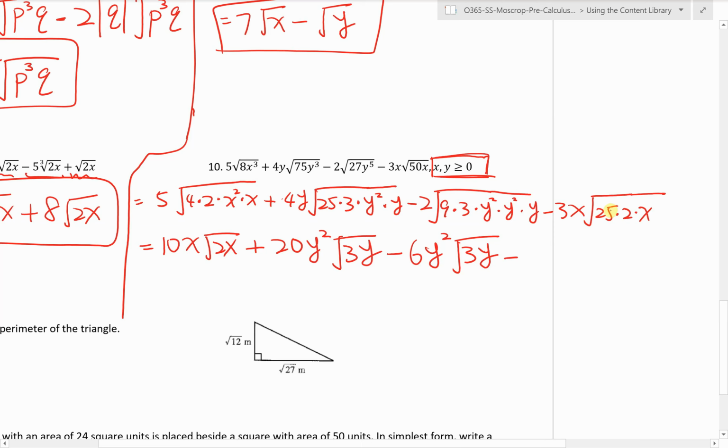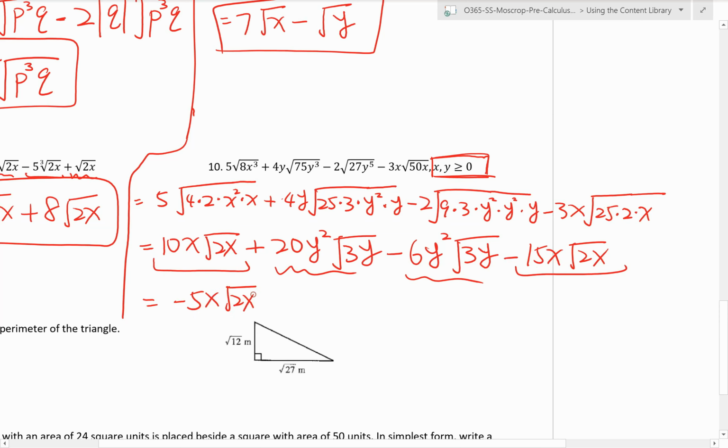Minus square root of 25 is 5. 5 times 3 is 15. So we have 15x square root of 2x. So you can see there's my like terms. Okay, 10 minus 15 is negative 5. So negative 5x square root of 2x.